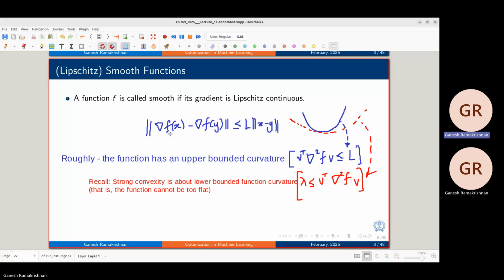Here we are saying that the rate of change, now we'll extrapolate this to curvature, is such that this L is basically an upper bound. You take any V direction, V transpose Hessian V is less than or equal to L. Therefore, many convergence algorithms achieve the best convergence when you have both Lipschitz smoothness and strong convexity. This is strong convexity, and the one and two is the Lipschitz smoothness. We just call it L smoothness.